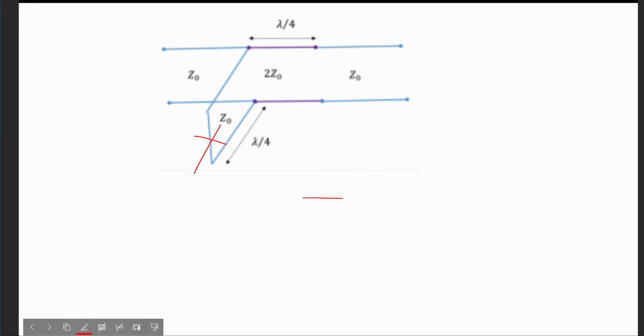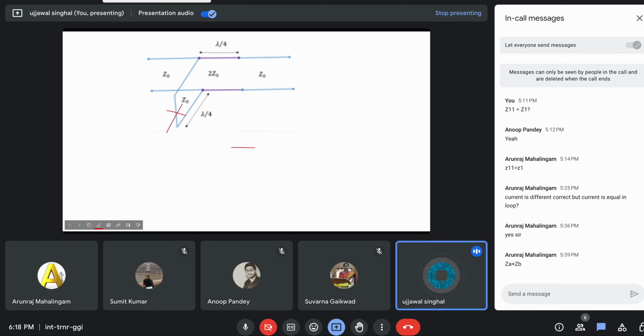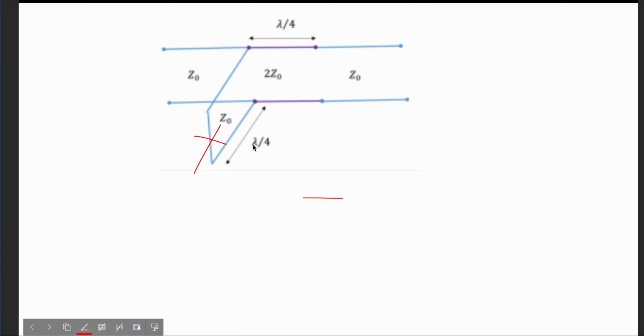Sir, the characteristic impedance of lambda by 4 is root of Z in Z or, no? You need to calculate the input impedance that will be seen between these two ports. When you are connected to the line, your load impedance is short circuited, so ZL is 0. How does the input impedance behave when you have a short circuit at a lambda by 4 length?